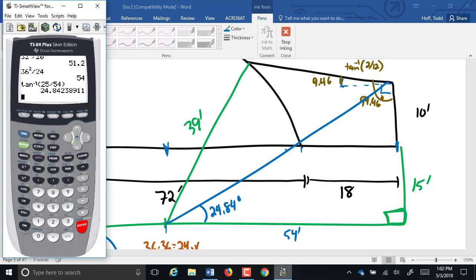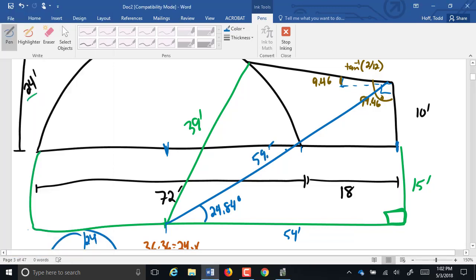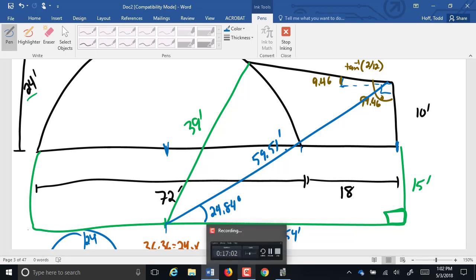This length here then is the square root of 54 squared plus 25 squared. 59.51. Okay, I'll let you guys go from there and see how you do.